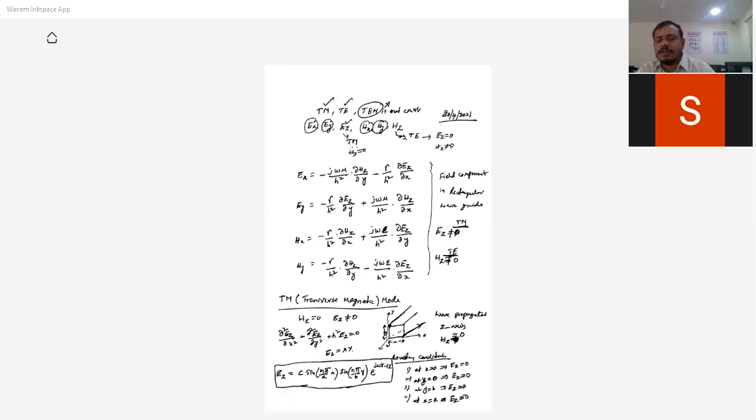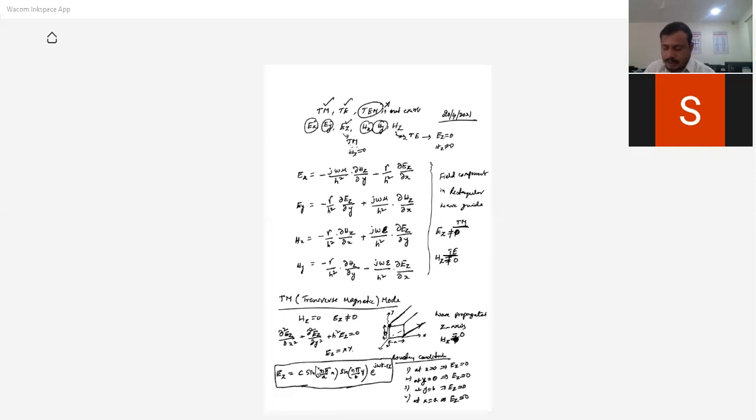So Ez, we derived based on our boundary conditions. We already derived this. Based on the boundary conditions, Ez is equal to C into sine of m pi by a into x, sine of n pi by b into y, e power j omega t minus gamma z. This is the wave equation for z. Now we can write our Ex, Ey, Hx, Hy in terms of Ez, all 4 components for the TM mode.